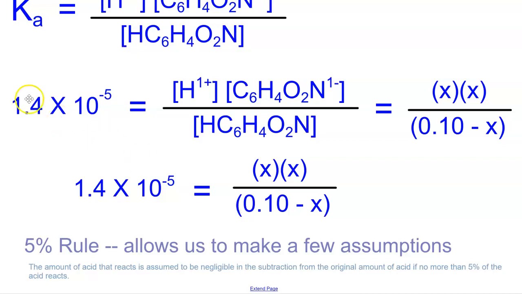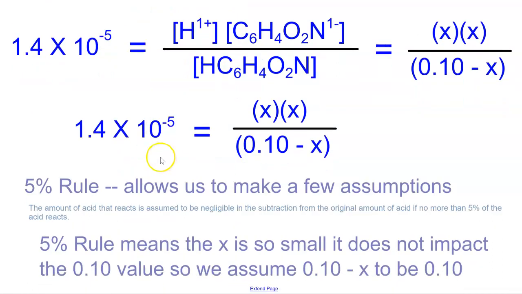That's a lot of words. Let me give it to you in my own phrasing. That was a definition I got online. So what it basically means is that the 5% rule means that X is so small it doesn't impact the 0.1 value. So we assume 0.1 minus X to be 0.1. What we're trying to say by the 5% rule, we're going to have to validate it, is that this X would be so small it doesn't change this.